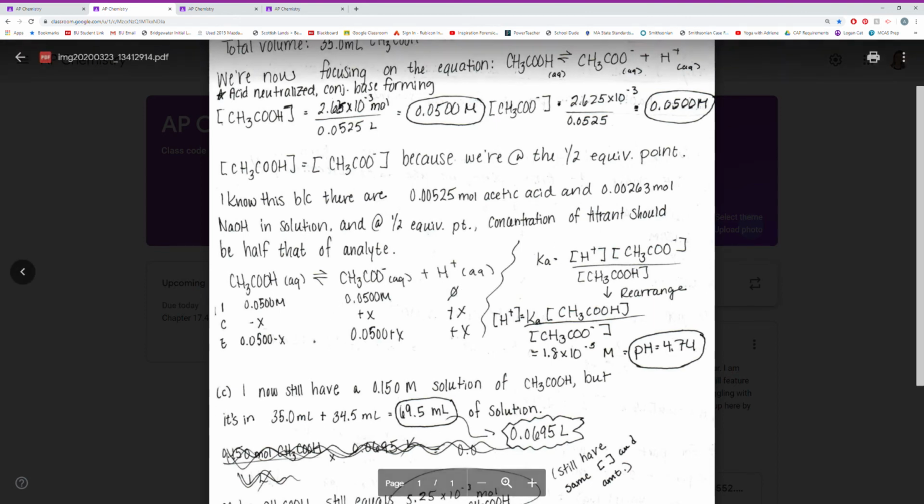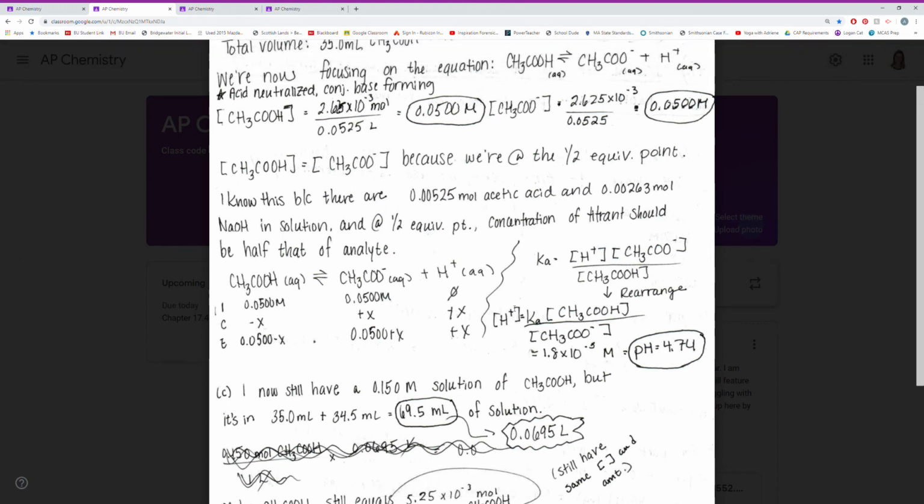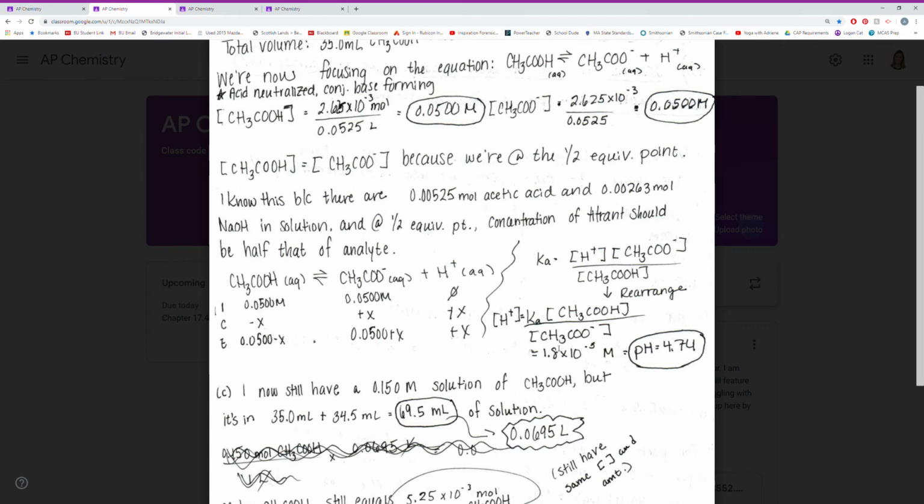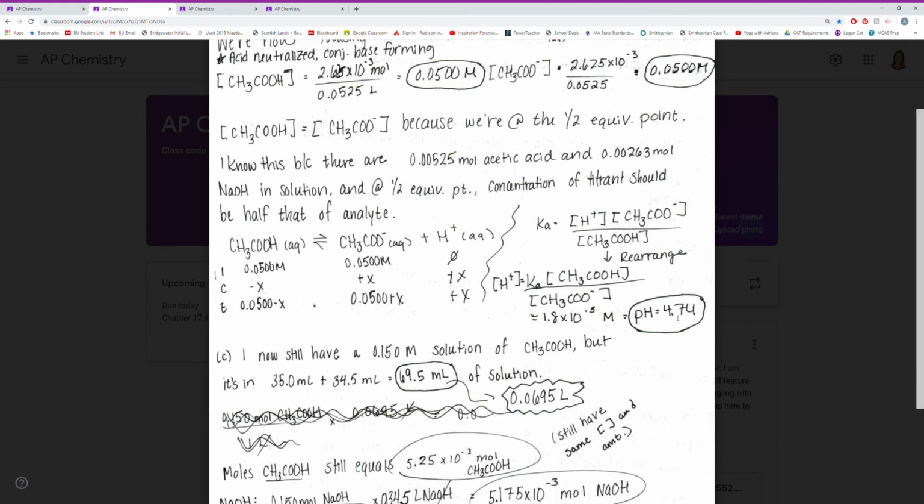I go ahead and build my Ka expression. To save myself time, I solved for H plus instead of Ka, because I already knew the Ka. And I just knew that the Ka was equal to H plus because these two are equal, the conjugate acid base pair, and so these guys just cancel, and so H plus just equals Ka. And then the pH is just the negative log of the Ka, so 4.74.